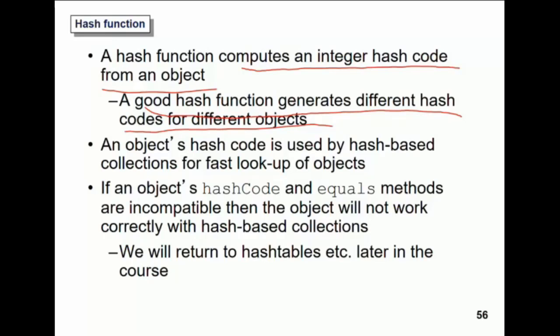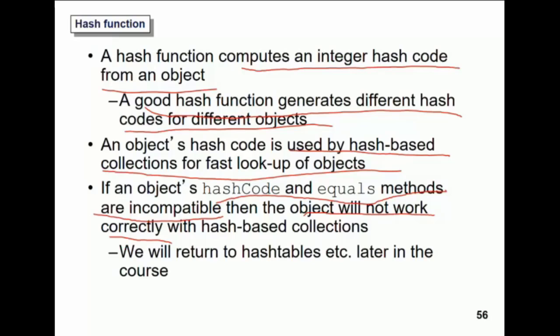So you would use the same recipe for all of the objects, but that generates different hashes because they have different values. Used by hash-based collections for fast lookup of objects. If an object's hashcode and equals method are incompatible, then the object will not work correctly with hash-based collections. So imagine you've decided, for example, that two objects are equal, but you've not correctly implemented the hashcode function. So two objects that are equal generating different hashcodes means that they're placed in different places within the table of the data structure, which is a bit strange.